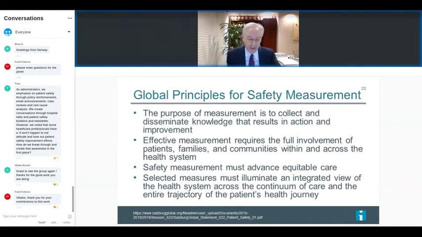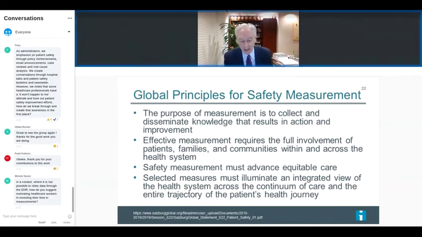Engaging patients and families in so-called co-design is critical, and one of our key principles, as you see here, is that this engagement, this involvement of patients, families, and communities will be critical to the design of the metrics that will allow us to truly be patient-centered and to be transparent with those we serve as to how we are actually doing in keeping them safe.